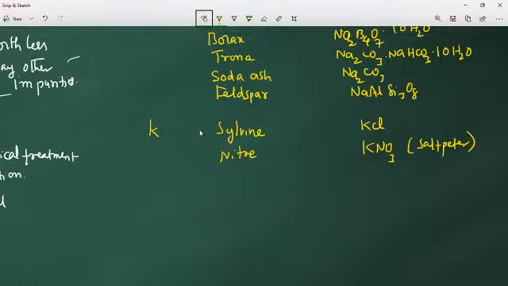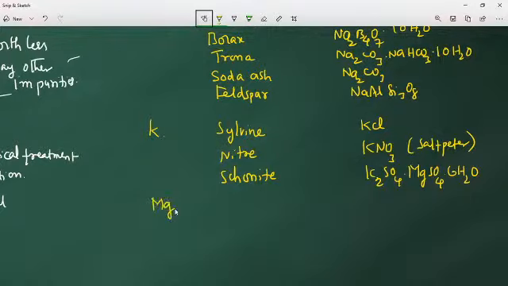And schoenite, it's nothing but K2SO4 MgSO4 6H2O, that is schoenite. Moving on to the magnesium case, we have magnesite. Magnesium's important ore is magnesite, that is MgCO3.